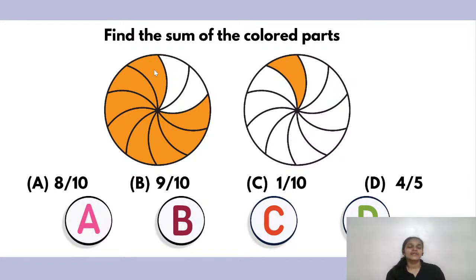Okay. So the first picture has 1, 2, 3, 4, 5, 6, 7, 8. Right? 8 out of 10. And here I just have 1 out of 10. Sorry, 1 out of 10. So simply adding them, what do we get? 9 upon 10. And yes, most of you have got it right. It's absolutely right. Answer is B.